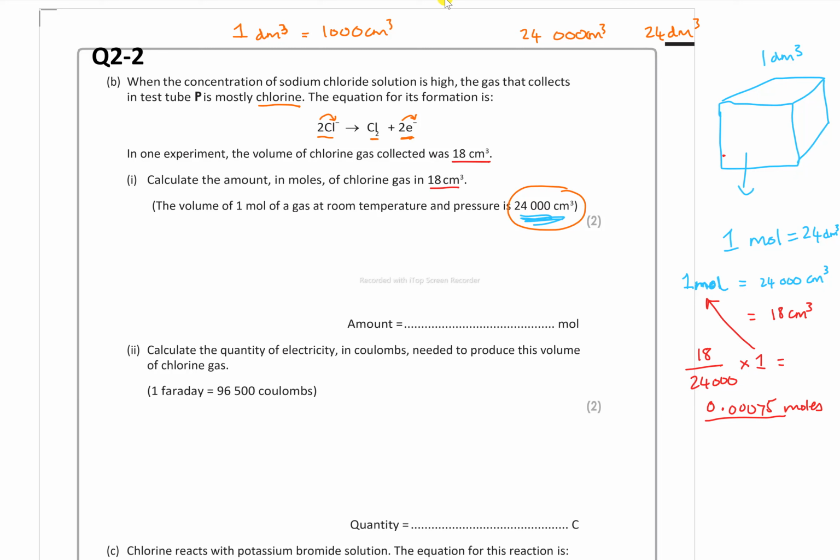Right, I hope that helps, because what I try to do is I try to turn it into a fraction. It's the volume over molar volume times 1. In this case, that's the concentration. Right, that's the answer. So the answer is 0.00075. You can write it as 7.5 times 10 to the minus 4.